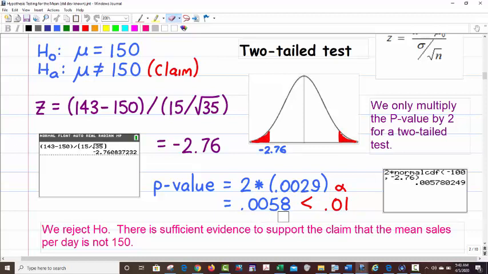So now I need to decide whether or not I'm going to reject or not reject. And to do that, as we saw a few minutes ago, you put the p-value first, you put the alpha second, then you decide the inequality symbol that goes here. 0.0058. Now I didn't put less than or equal to here, but that's kind of implied. In this case, it's not a tie anyway. 0.0058 is less than 0.01.